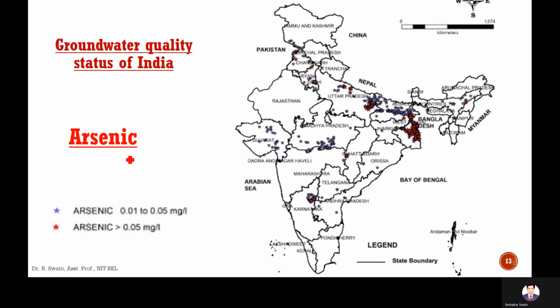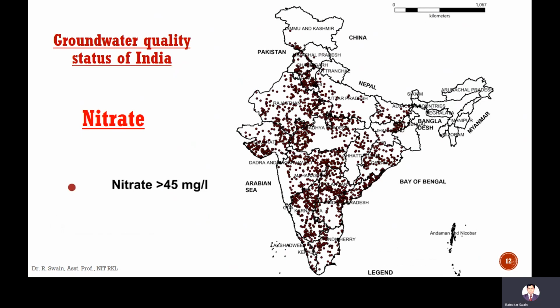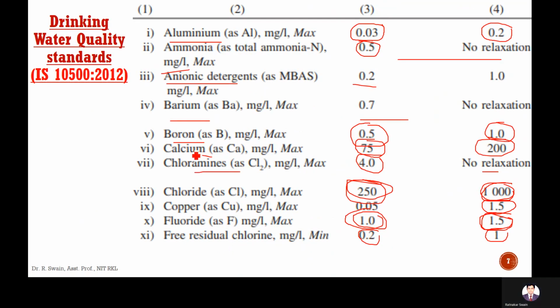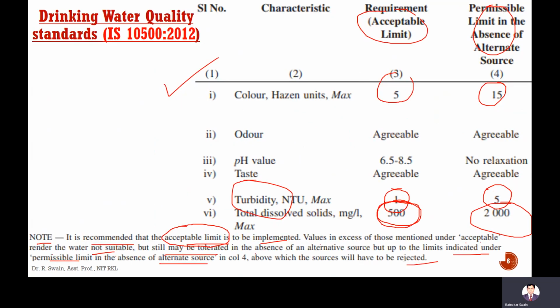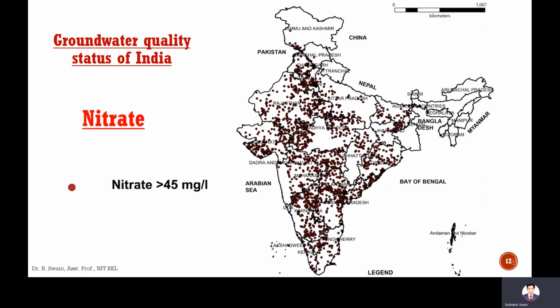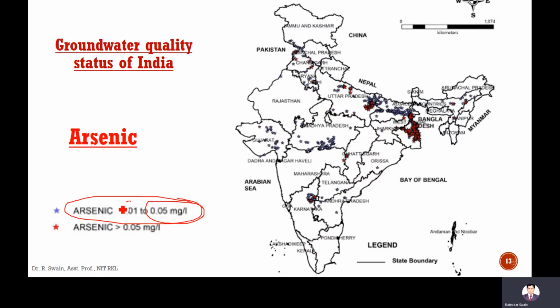Arsenic. Arsenic content should be less than 0.01 milligram per liter, that is the acceptable limit, but the maximum permissible limit is 0.05, and more than that is not permissible. That source should be rejected.